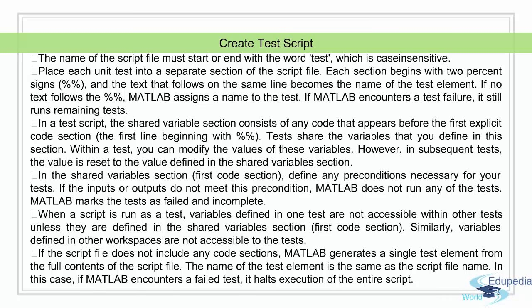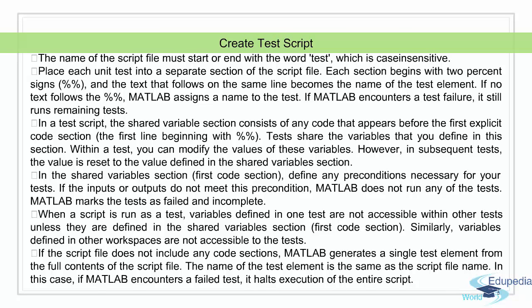First and foremost, I have ended my script name with the word test. So to let Matlab know that this is a test script, you can start your script name with the word test to have the same impact. Second thing I did is that I placed each unit test into a separate section of the script file. Each section begins with 2 percent signs, and the text that follows on the same line becomes the name of the test element. If no text follows the double percent sign, then Matlab assigns a name to the test. If Matlab encounters a failure, it still runs the remaining tests.